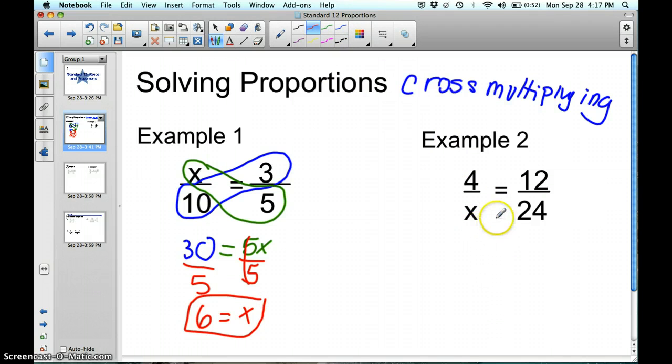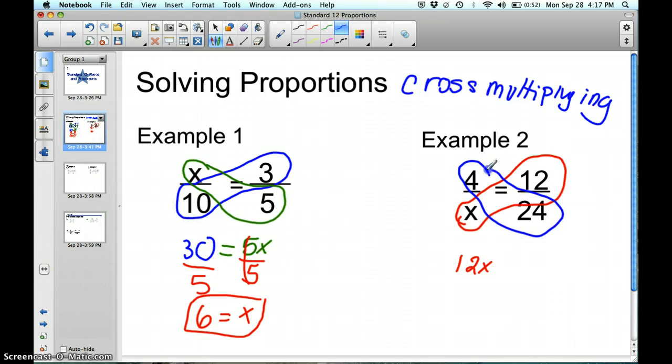Alright, let's go ahead and look at example 2. Same thing with example 2. I'm just going to start by cross multiplying. Doesn't matter where we start. I'm going to start with my x times my 12. x times 12 we just write as 12x. And then I'm also going to multiply 4 times 24. 4 times 24 is going to give me 96. So I'm going to write equals 96.